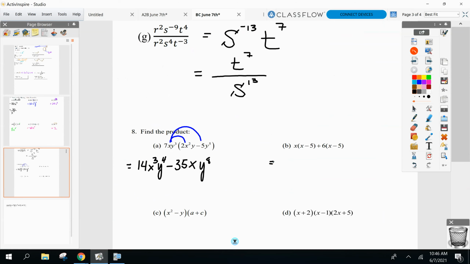You ready? Distribute the x. What do you have? You have x squared minus 5x. Okay. Distribute the 6. 6x minus 30. Good work. Now you can combine like terms. So, Will, you want to combine the like terms up here? Yeah, x squared plus x minus 30. There you go. So, yes, sometimes you'll be able to combine like terms. Sometimes you won't. Good job, Will.